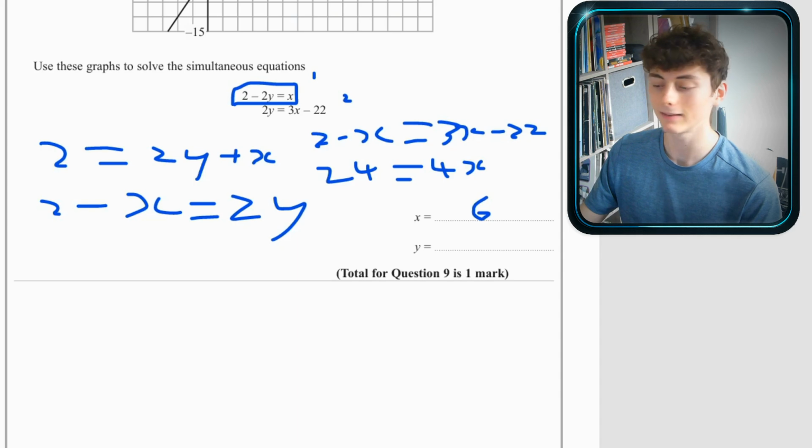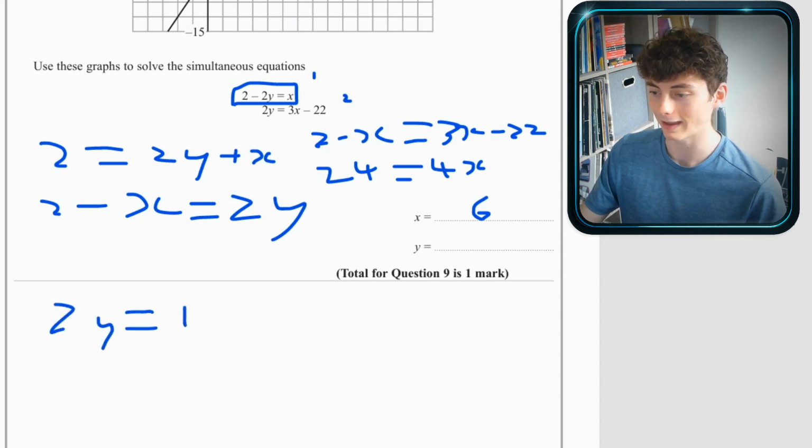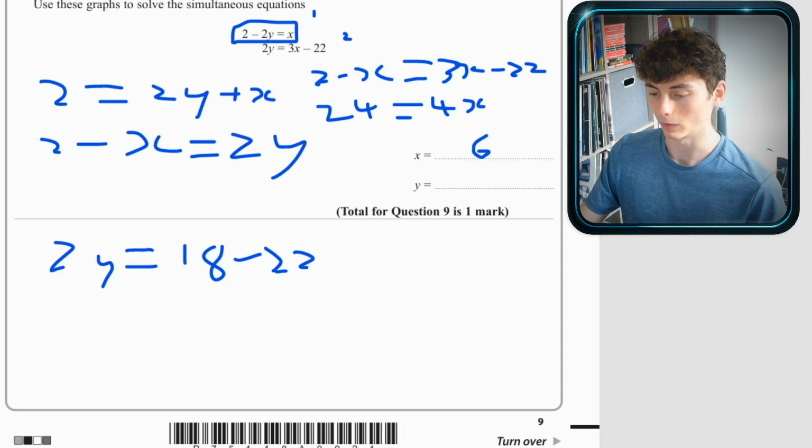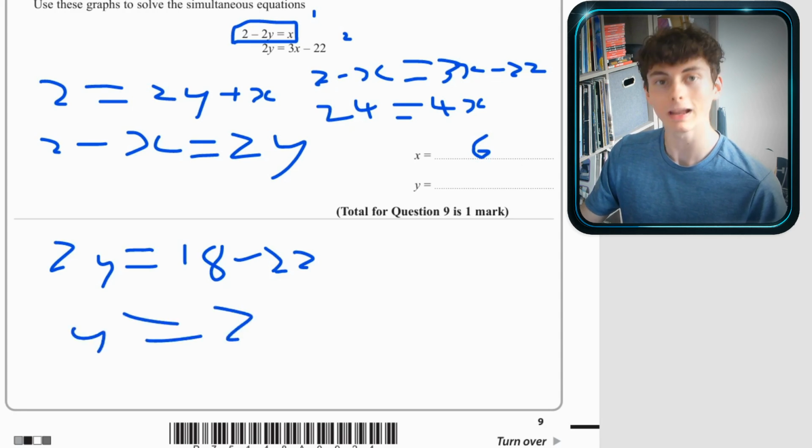And now this is the easy bit. To find y, we just substitute 6 into either of these. The easiest one would probably be equation 2, 2y equals 3x minus 22. The 3x equals 18 because 6 times 3. So we're left with 2y equals 18 minus 22, which means 2y equals 4, which means y equals 2. Sorry, y equals minus 2, because 18 minus 22 equals minus 4. So y must equal minus 2.